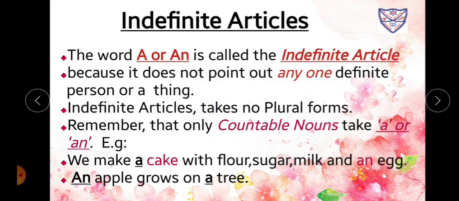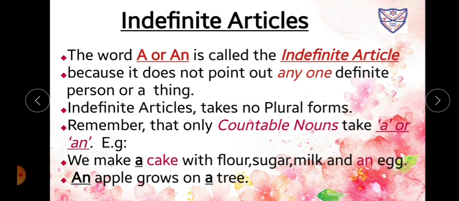Now indefinite articles. The word a or an is called the indefinite article because it does not point out any one definite person or thing. So we can say article a or an is called an indefinite article because it does not point out any definite person or thing. Indefinite articles take no plural forms. They take only singular forms. Remember that only countable nouns take a or an.